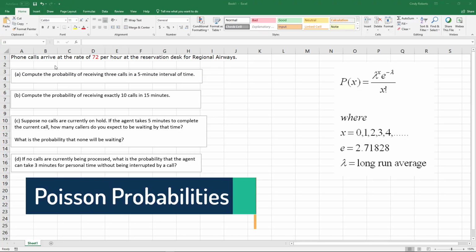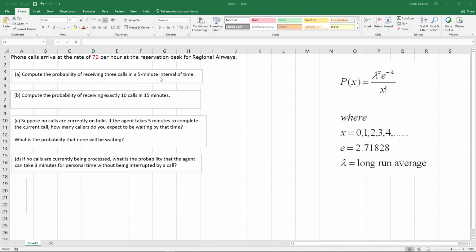Okay, we're given phone calls arrive at the rate of 72 per hour at a reservation desk, and we want to compute the probability of receiving 3 calls in a 5-minute interval. So a lot of times when you have a particular interval, the probability of a success is very, very low. You could use a binomial to approximate, but we use the Poisson distribution.